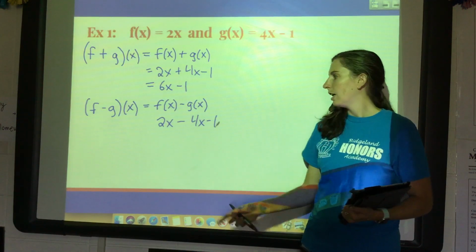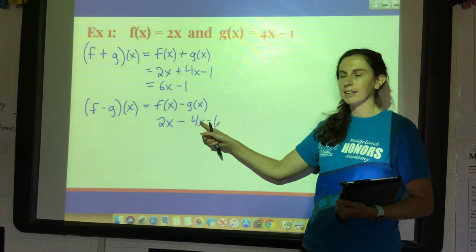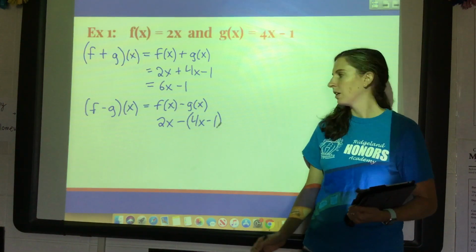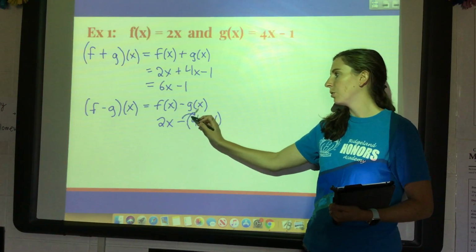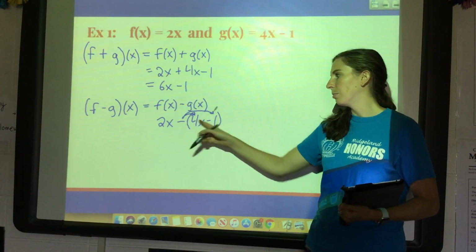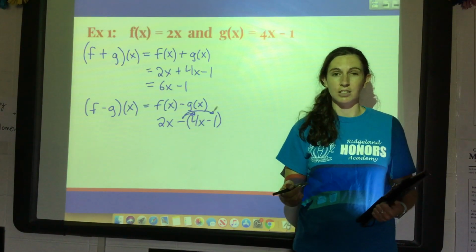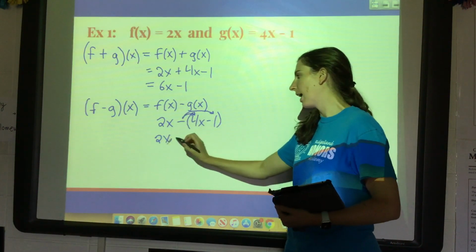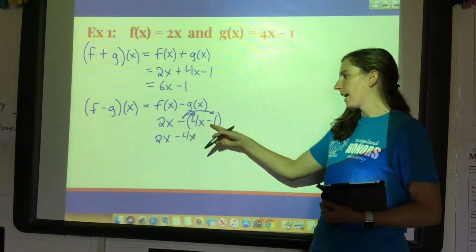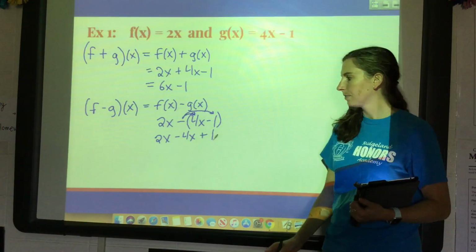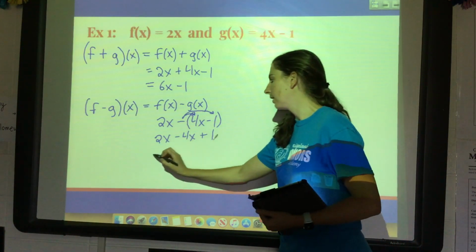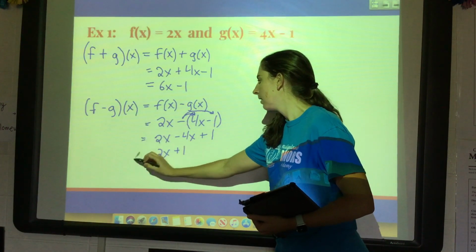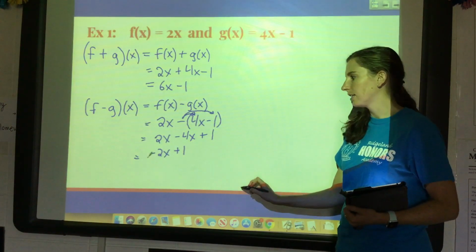Be careful, if you're going to subtract g of x, you need to subtract the entire function, meaning you need to distribute that negative to both of those terms, anything that's in g of x. So that becomes negative 4x, negative negative is a positive 1, and then 2 minus 4 is negative 2x. That's my final answer.